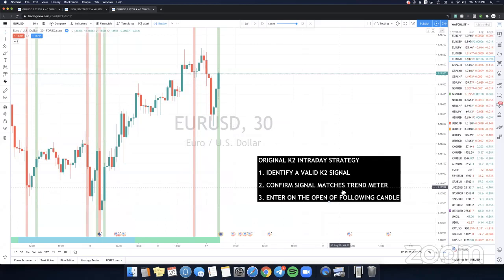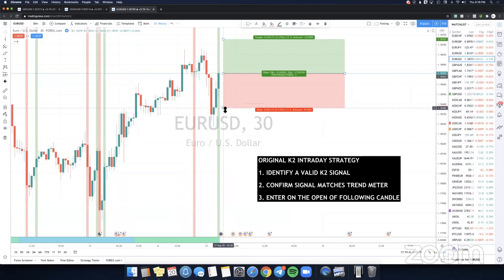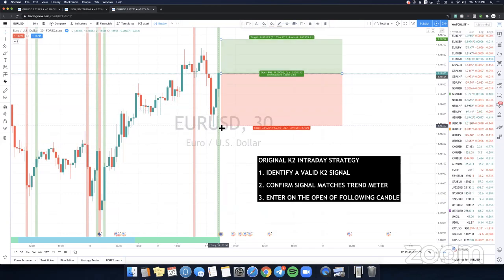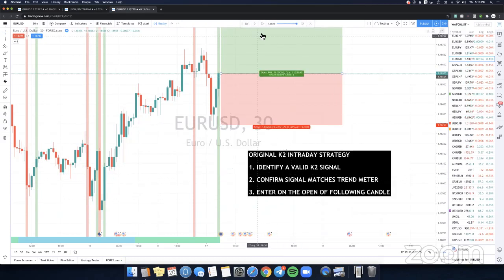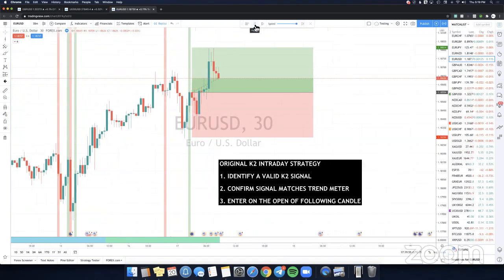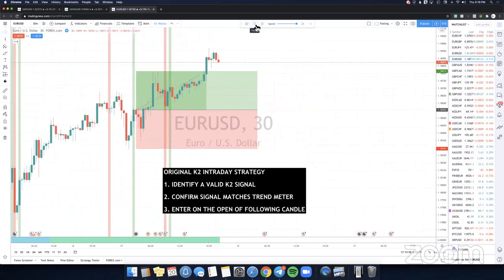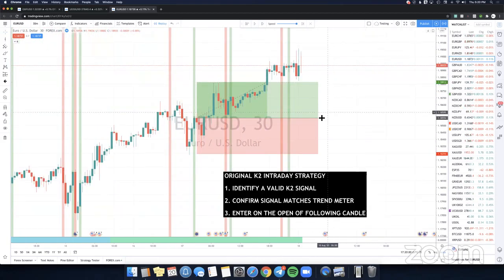Next, you want to confirm the signal matches the trend meter. Right here, we have a green signal with a green trend meter. Once those two are met, you can enter on the open of the following candle. You can enter a long position right here and just let it run. Generally our stop loss will be placed at the previous swing, so you can bring it down to here, about 26 pips. You let this run, and there you go, full TP, guys. Super easy.